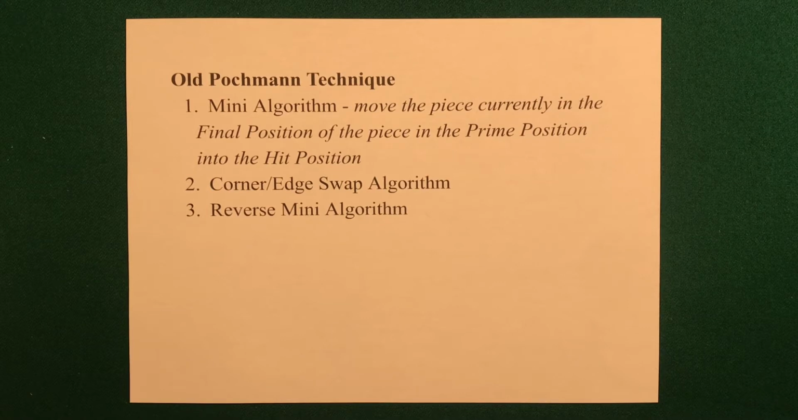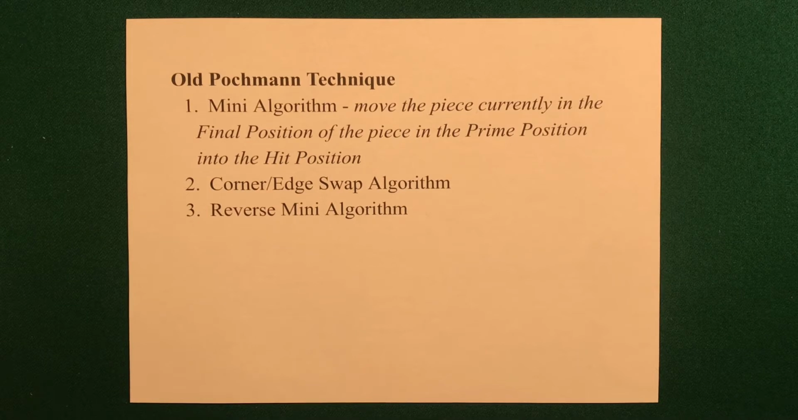The way we will accomplish this is by using the corner swap algorithm from part 1 of this tutorial. When the corner swap is performed, the piece in the prime position is swapped with the piece in the hit position. Therefore, we are able to move the piece from the prime position to its correct or final position by performing a mini algorithm that places the current piece in the final position in the hit position, performing the swap algorithm that swaps the pieces in the prime and hit positions, then reversing the mini algorithm so that the piece that is now in the hit position is moved to its final position.